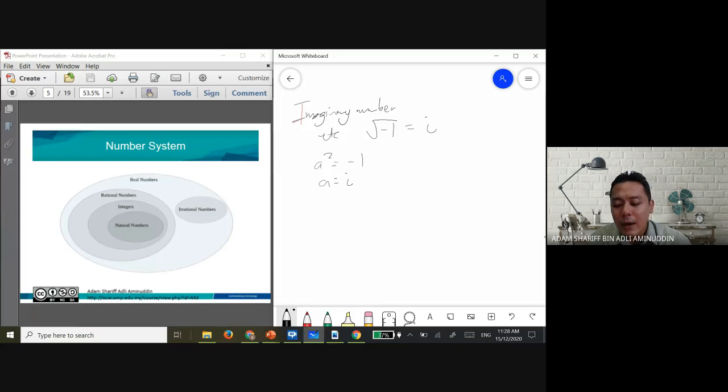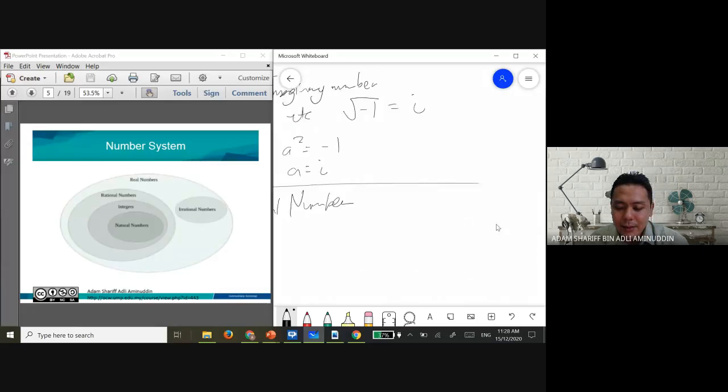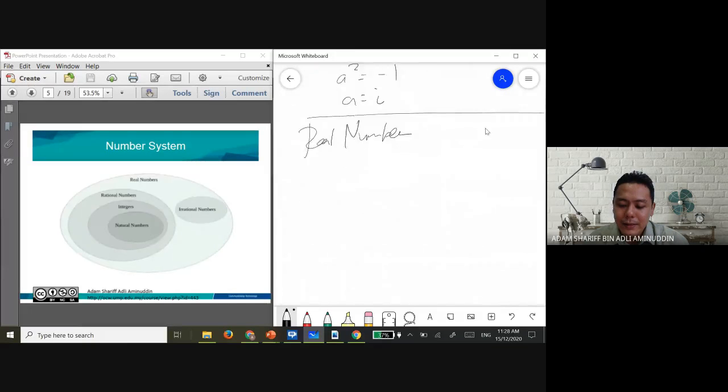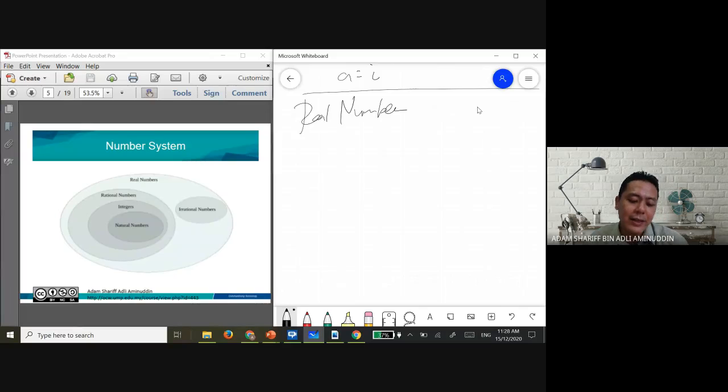Okay. Lawan kepada imaginary number ialah real number. Dan bawah real number ada rational number and irrational number. Okay, this one it will be quite brief because you don't need to know every type of number for this chapter. Okay. Later I explain why. Okay, rational number is a number that can be put into P over Q.